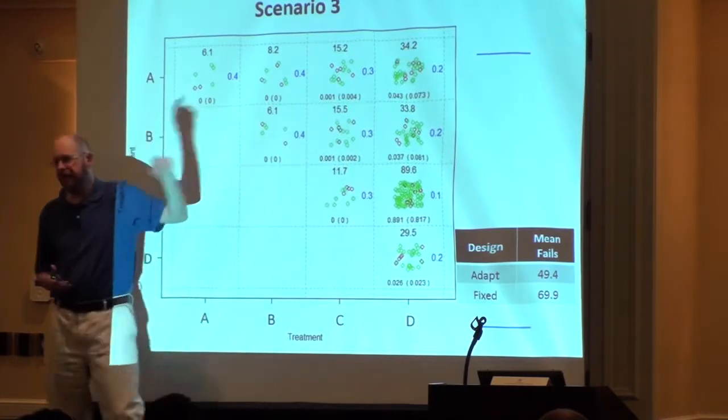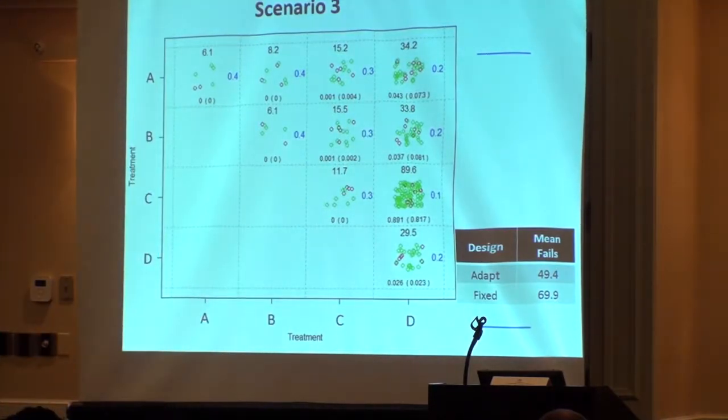And drug D has 190 patients on average. Now some of those are at 10% and some of those are at 20%, but we've cut the death rate in half on D no matter how we do it. We pushed more patients onto those arms. So this has been beneficial to patients in the study.